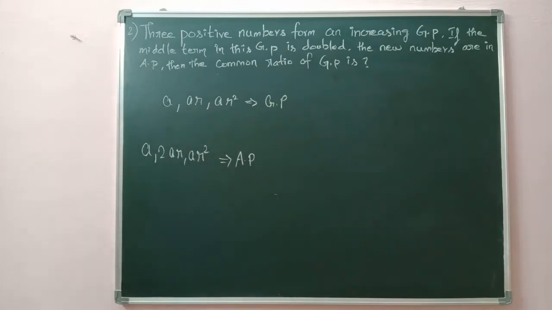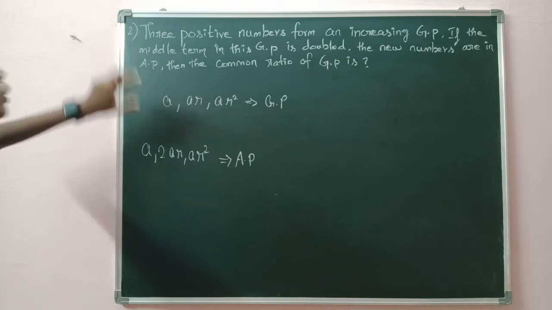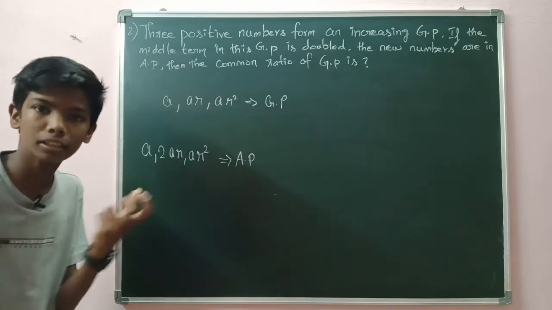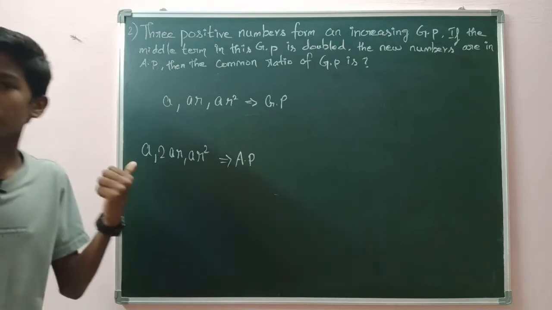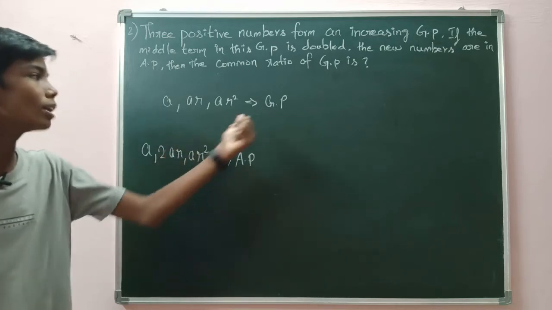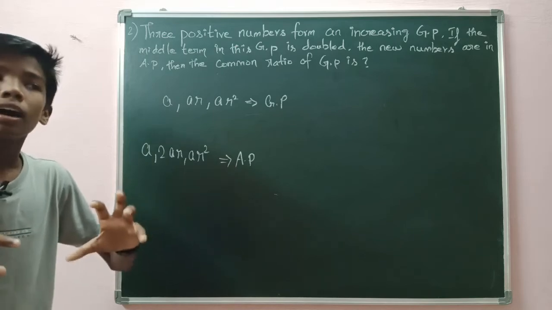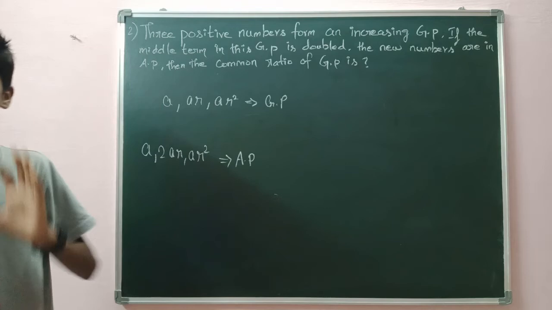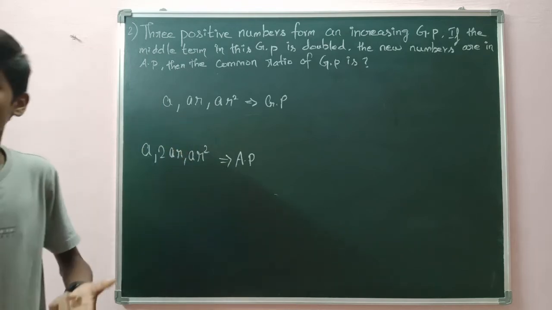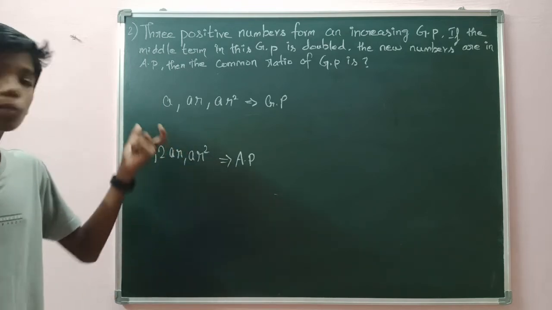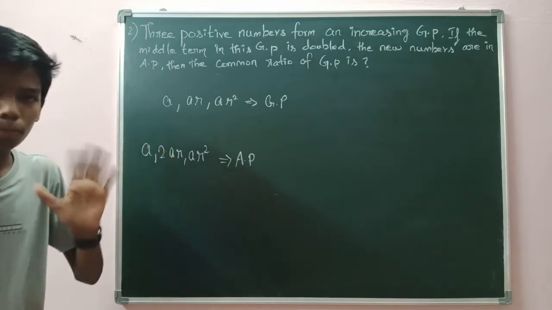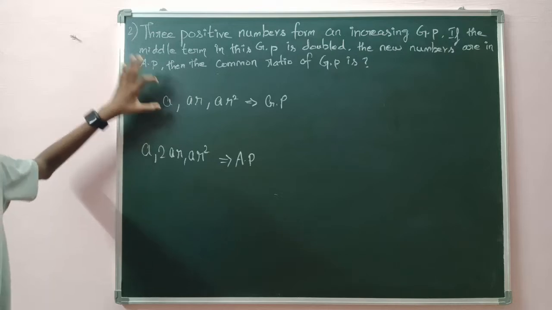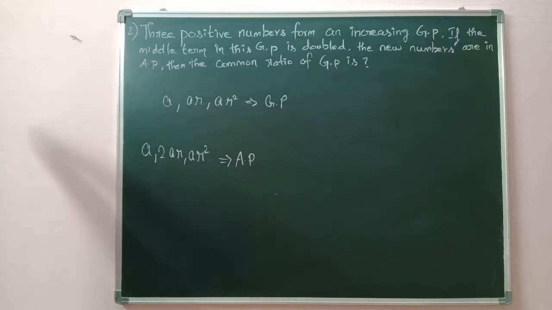I will repeat once again. I took those three positive numbers as A, AR, AR square, and you know what these three terms represent. This is the general form of your GP. It is not the general term, it's the general form. General term is A R to the power of n minus 1. I am talking about the general form. Your GP general form looks like this only. It will go up to A R to the power of n minus 1.